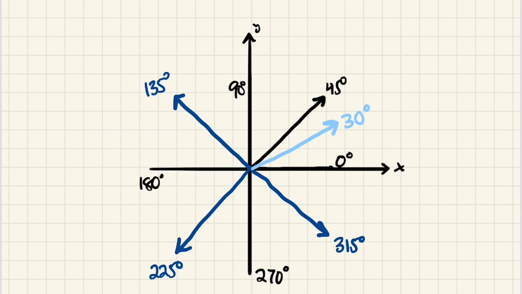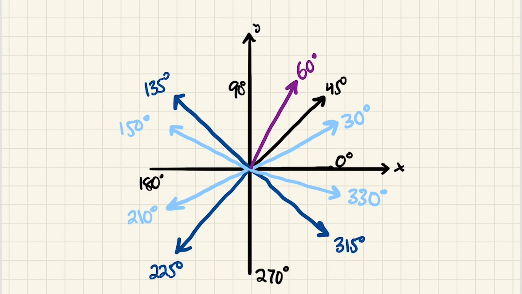But that means that we know the trig function values for any angle whose reference angle is 30 degrees. So that would be this guy over here, which is 180 minus 30, so that's 150. And this guy right here, which is 180 plus 30, so that's 210. And this guy right here, which is 360 minus 30, so that's 330.